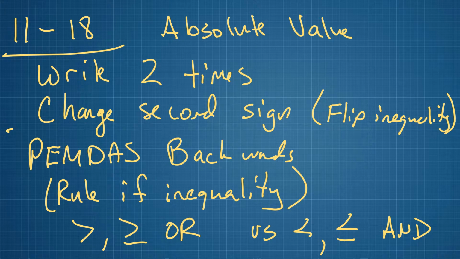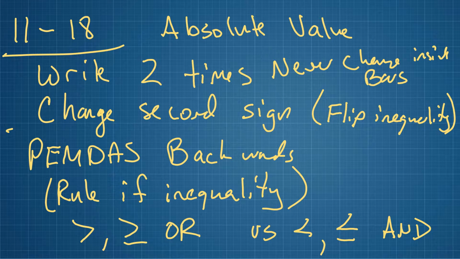All right, so 11 through 18 are absolute value equations or inequalities. You're always going to write it 2 times no matter what. You're never going to change anything inside the bars. So if it's inside the bars, you're never going to change the signs or anything. The only thing you're going to change is the second sign after the equal or inequality. And if it's inequality, you're going to flip it.